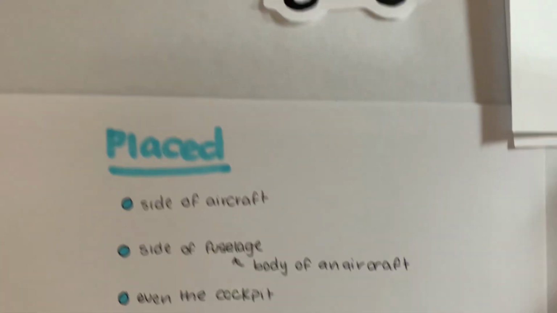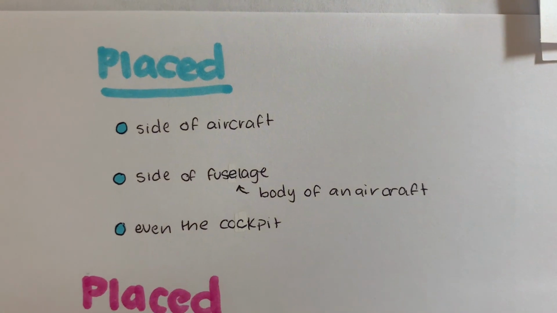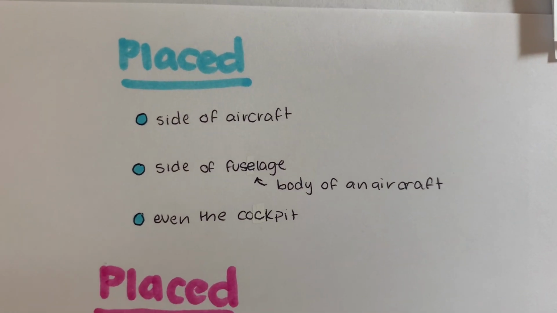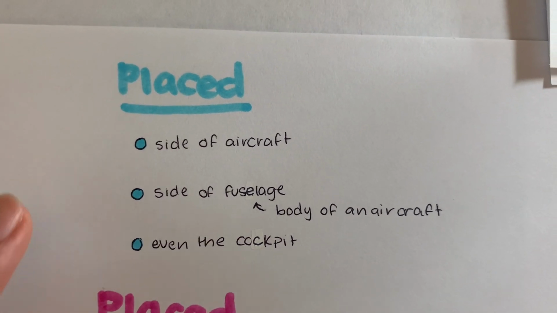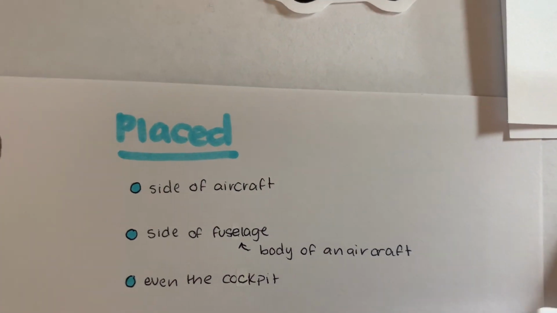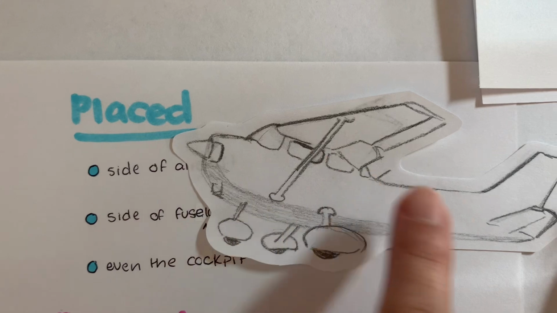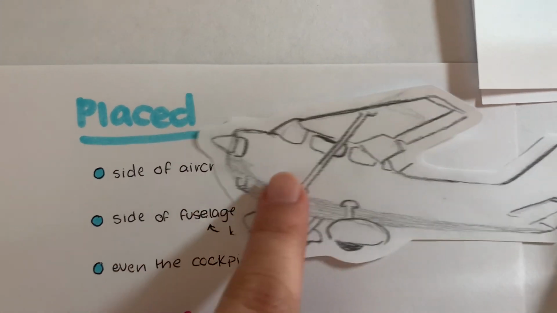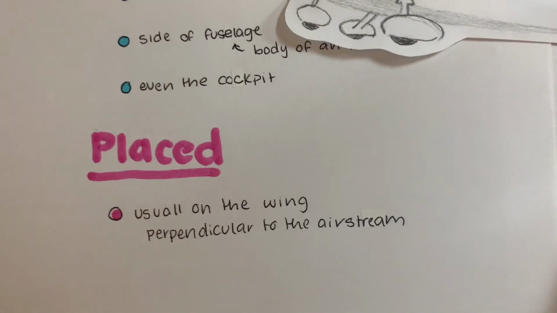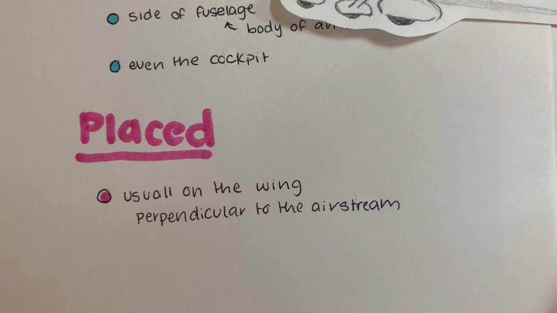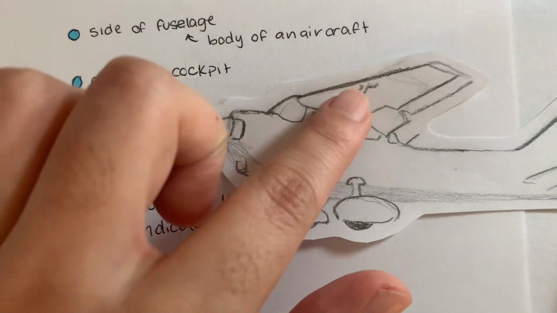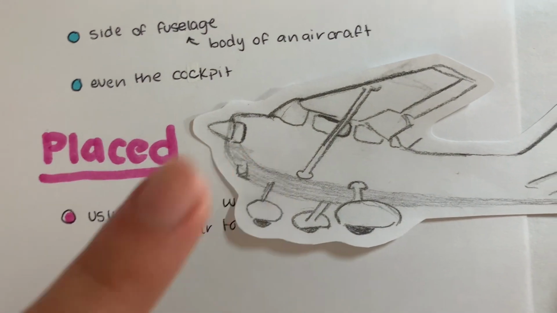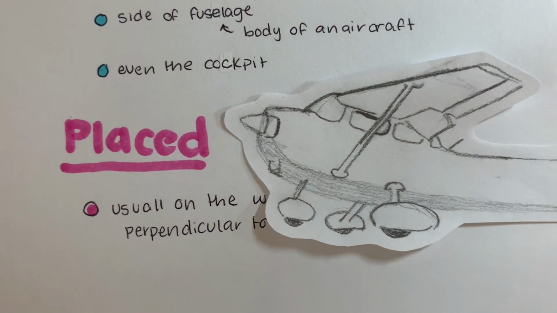The static port is usually placed in an area of relatively undisturbed airflow, such as the side of an aircraft or on the side of the fuselage that is parallel to the airstream. That is usually a common place, but to be honest, it could even be in the cockpit. Meanwhile, the pitot tube is usually on the wing and is set perpendicular to the airstream. That way, it allows it to capture the total air pressure being generated by the plane as it moves through the air.